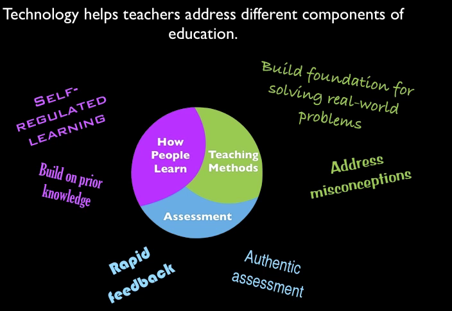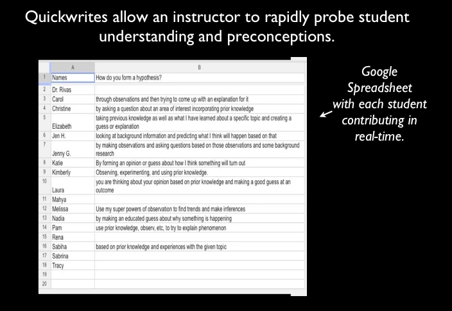And lastly, as teachers, we always want to know what our students are thinking, and so we can address misconceptions in their thinking. And some of the faculty here at Cal State Northridge have developed this quick write idea where we can use collaborative spreadsheets for students to input their information about what they're thinking at all sorts of different points along in the course.